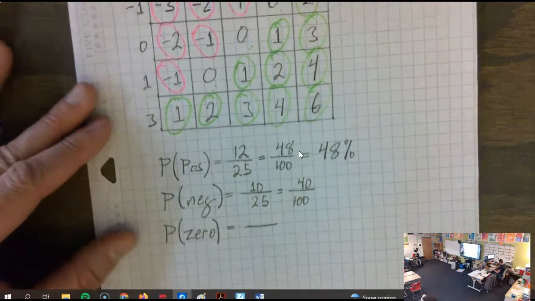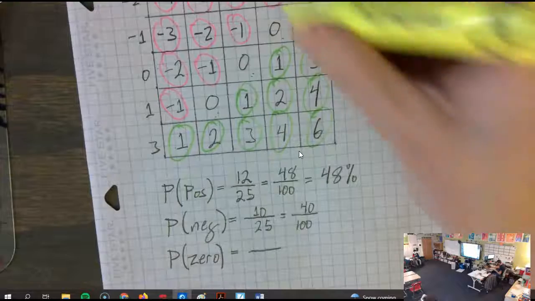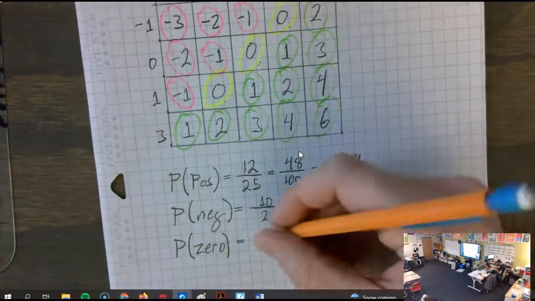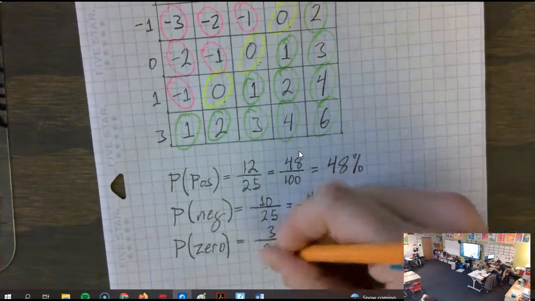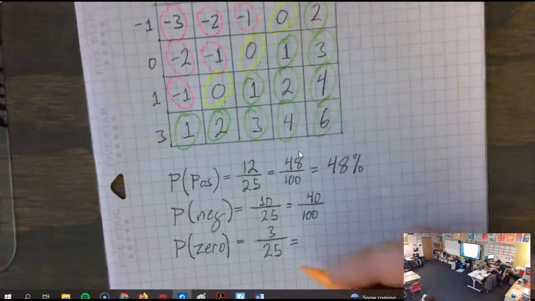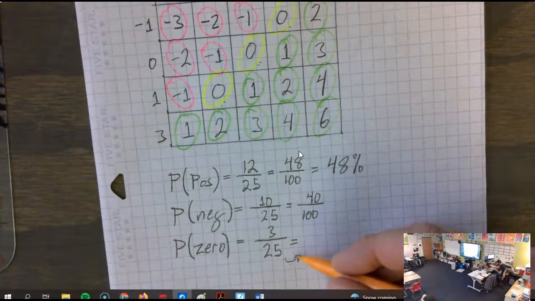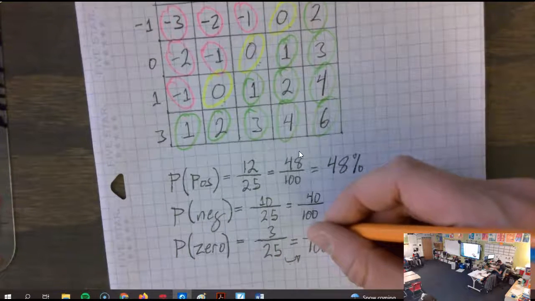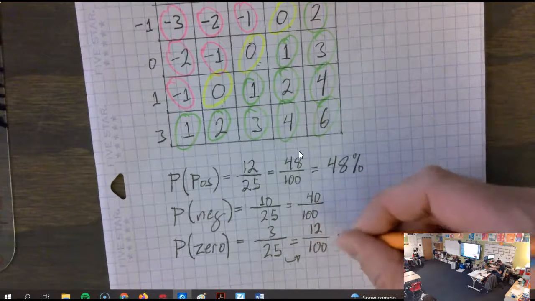What about our probability of 0? 3 out of 25, which becomes what? Ooh, careful. We're doing times 4, not times 10. Don't fall into the trap. Times 4 is 12.